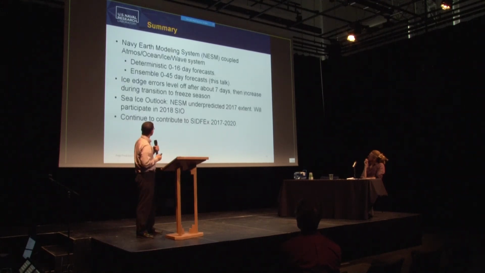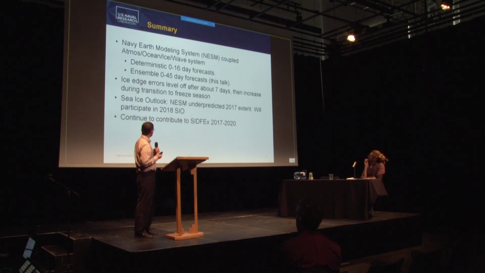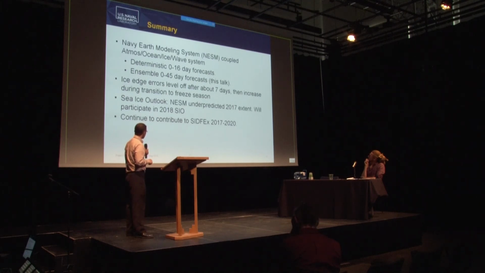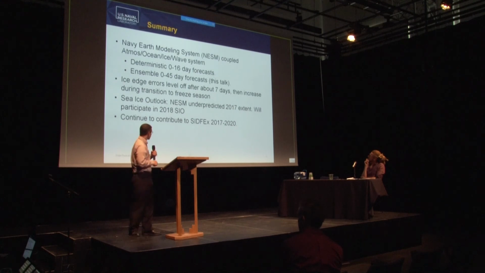So here, to give you an overview of our Navy Earth system model, it's going to be run in two different ways, a deterministic or ensemble. Our ice edge errors you saw in that animation, they do tend to level off after about 7 days, but we've got to work on the transition times with that right now. We did underpredict for the sea ice outlook, but we'll be contributing again this year and continuing with SIDFEX. And that's all I have. Take any questions. Thank you.